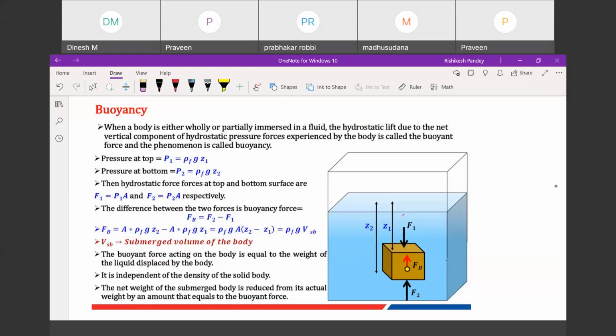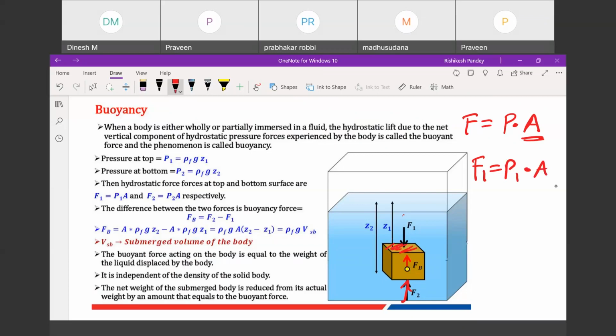But when it comes to vertical forces, if I see this face, the force acting is F1, and just below this face the force acting is F2. Now force can be given as pressure multiplied by area. Let's say this area is A. To calculate F1 I need the pressure on this surface, which is P1 multiplied by area. Now P1 will be what?